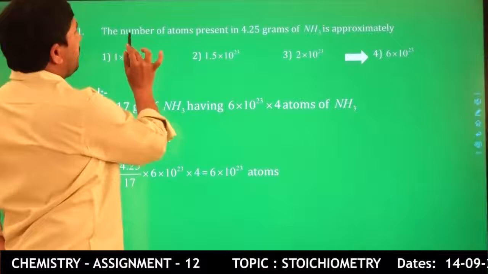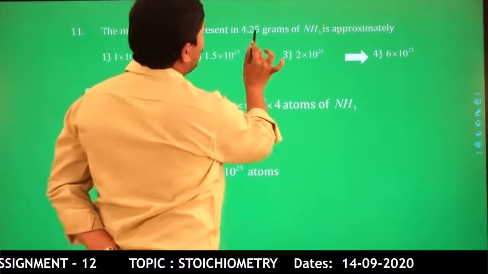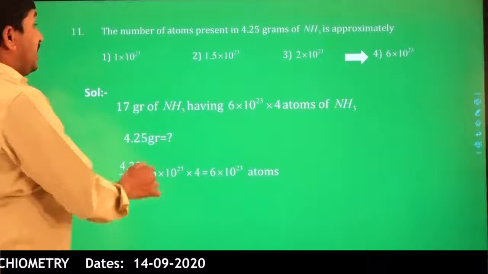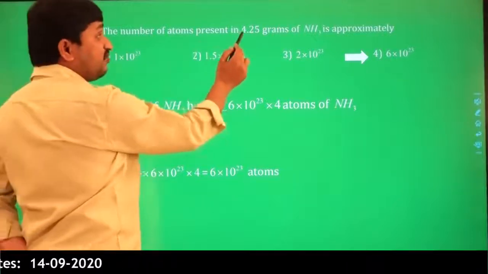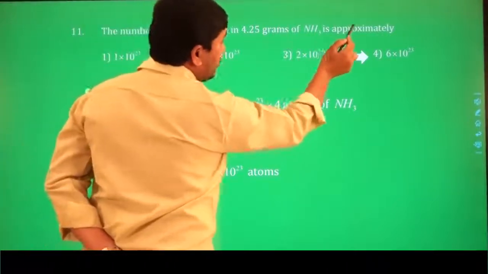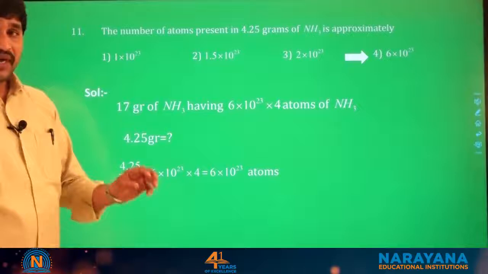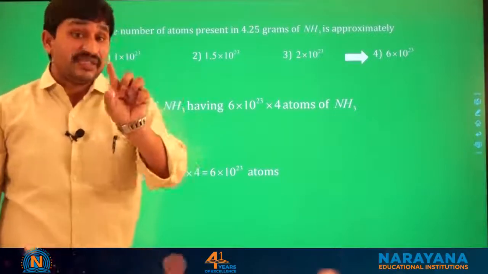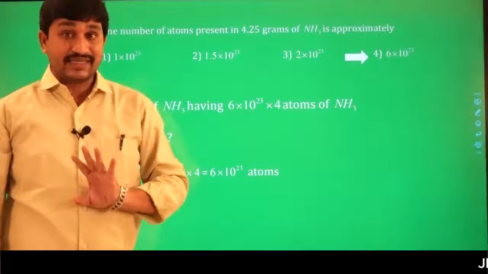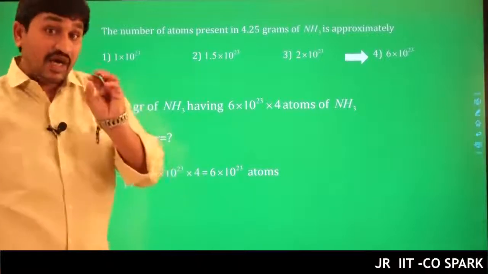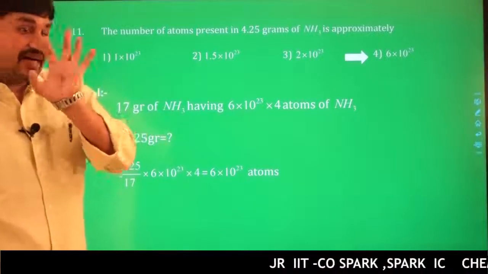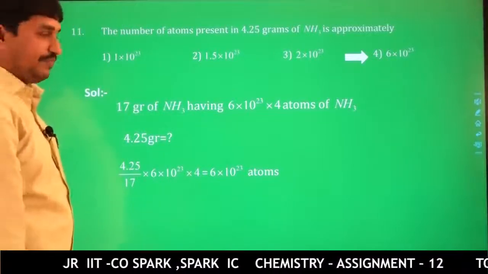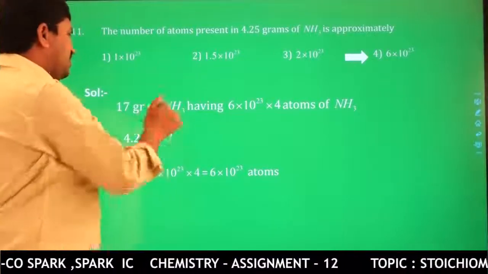Here, the number of atoms present in 4.25 grams of ammonia, approximately. 4.25 grams of ammonia contains how many atoms, he asked. He is not asking the number of molecules. He is asking how many atoms are present in 4.25 grams of ammonia. That is the question. So, you apply the mole concept here.